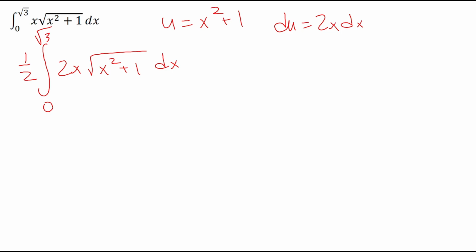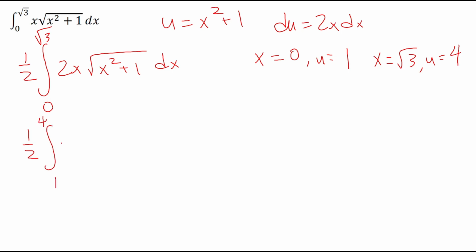So before we do that, though, we need to convert our limits. So when x is 0, u is going to be 0 squared plus 1, so 1. And when x is root 3, u is going to be root 3 squared, which is 3, plus 1, so it would be 4. So this now becomes 1/2 of the integral from 1 to 4 of u to the 1/2 du.